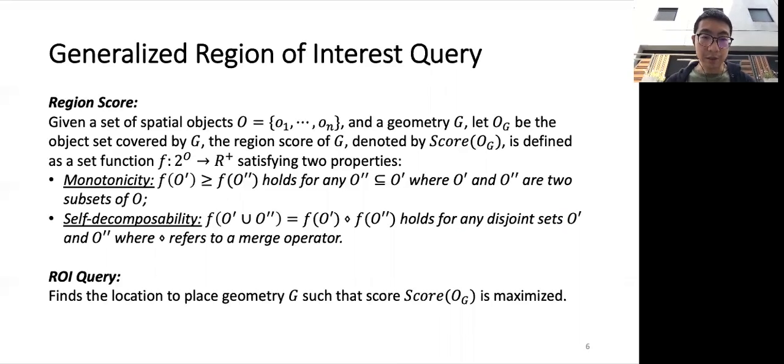The region score is a set function defined on the power set of all spatial objects, and the region score should be monotonic and self-decomposable. The monotonic constraint guarantees that a region covering O prime is no worse than another region covering a subset of O prime. The self-decomposable constraint enables the region score to be computed in a decomposing manner. With a well-defined region score and query geometry, the ROI query can be defined as finding the location to place a geometry G such that its region score is maximized.